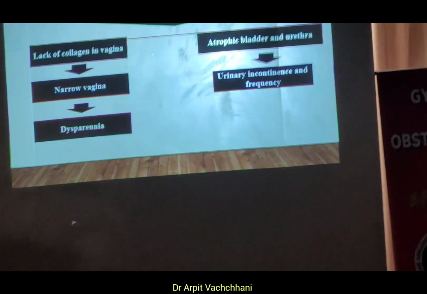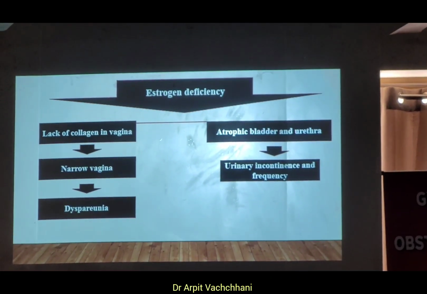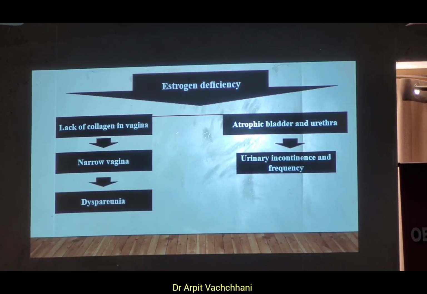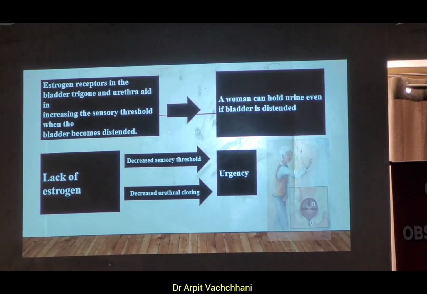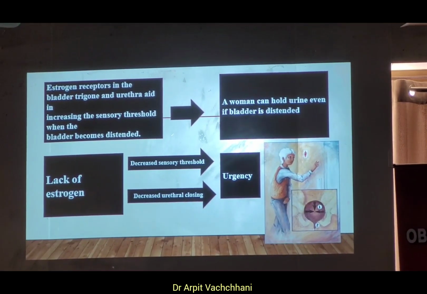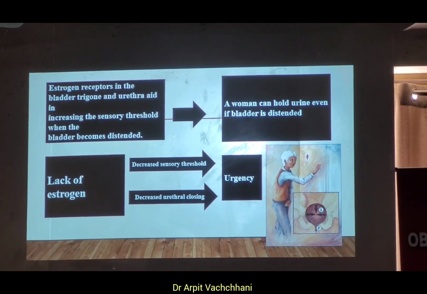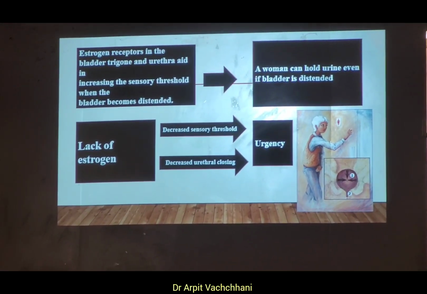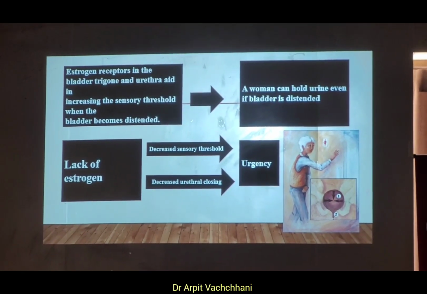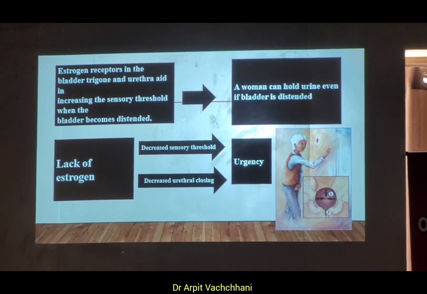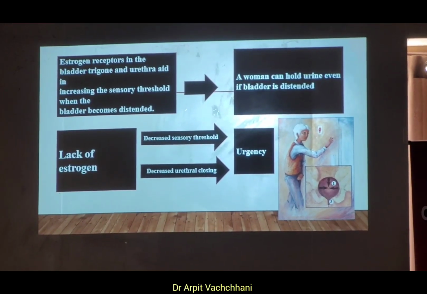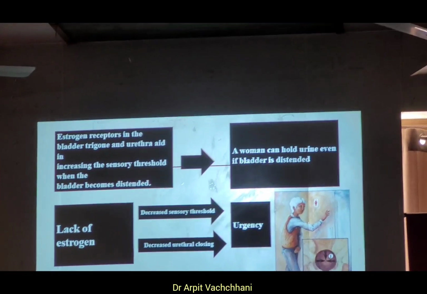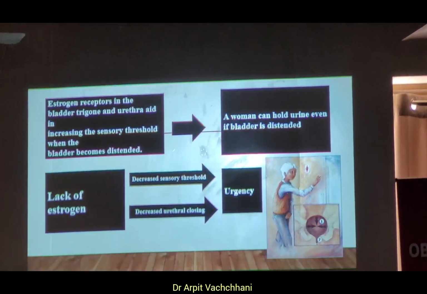Now estrogen deficiency may lead to lack of collagen in the vagina, which may lead to a narrow vagina and dyspareunia. The atrophic bladder and urethra will be taken up by our speaker. The estrogen receptors in the bladder trigone and urethra aid in increasing the sensory threshold when the bladder becomes distended, so that a woman can hold urine even if the bladder is distended. But with lack of estrogen, a decreased sensory threshold may lead to urgency. The fall in estrogen level is not much associated with stress urinary incontinence. It is mainly associated with sensory urgency.